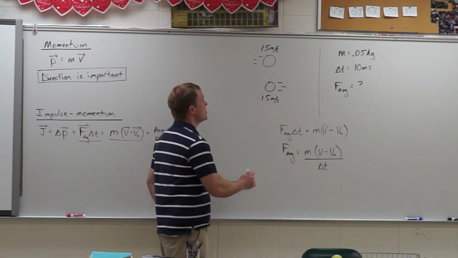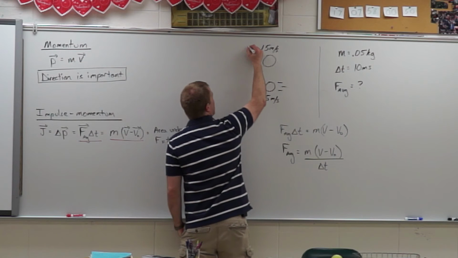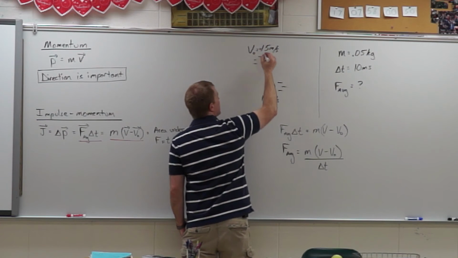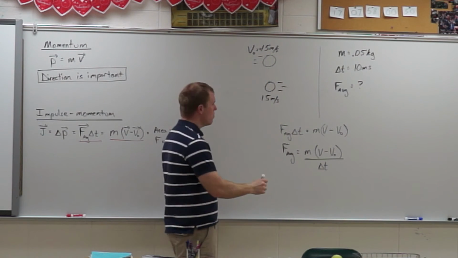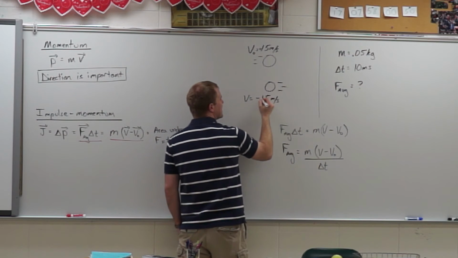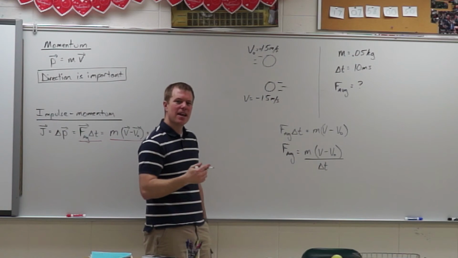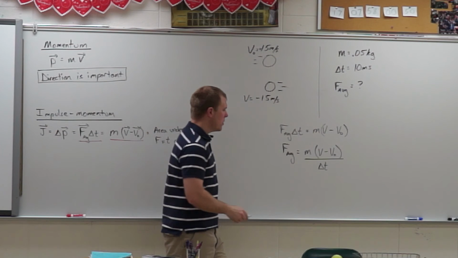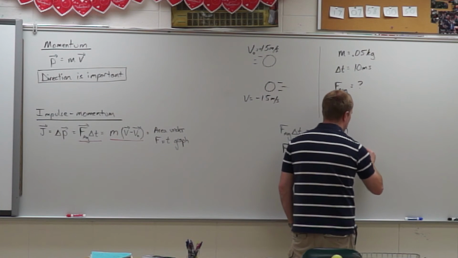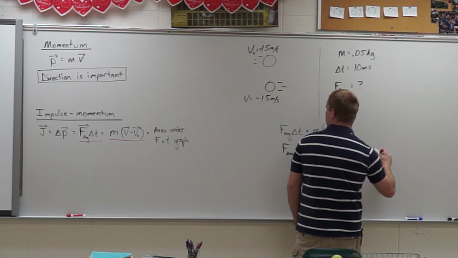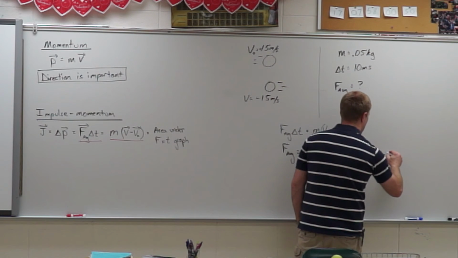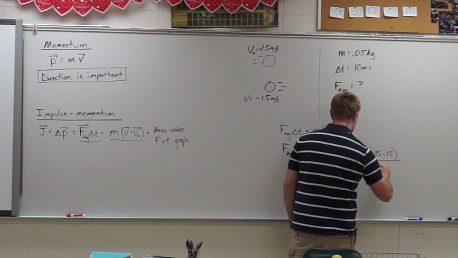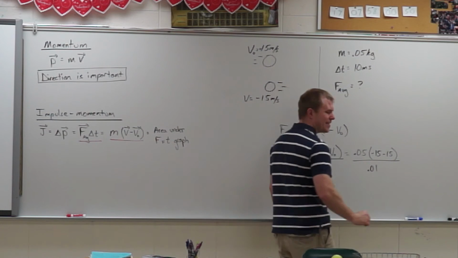We need direction. So this is my initial velocity, and it is a positive 15 meters per second toward the wall. This is my final velocity. It's a negative 15 meters per second, the negative meaning away from the wall. So I plug in my information, so I have 0.05 times final velocity of negative 15 minus the initial velocity of 15, all divided by my time of 0.01 seconds.